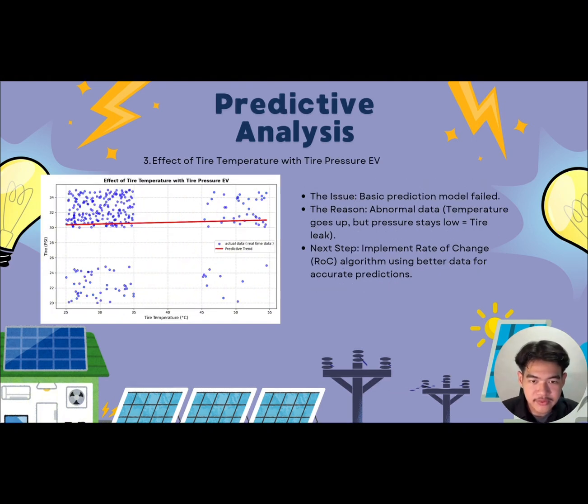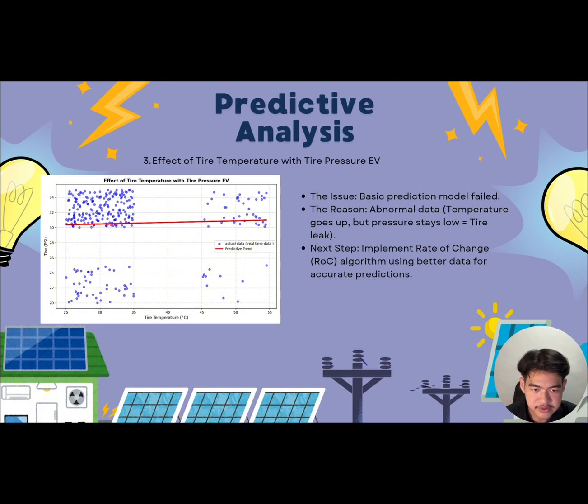And then the last part, we will talk about the effect of tire temperature with tire pressure on EV. So normally if tire temperature goes up, the pressure must go up too. But as we can see, our basic predictive model failed to work here. Why? Because if we look at the bottom dots, the temperature increases but the pressure stays low. So the model cannot read this properly. But this abnormal data actually means there is a slow tire leak.